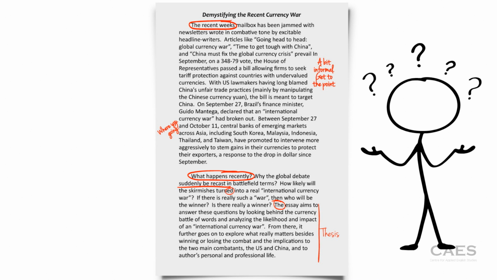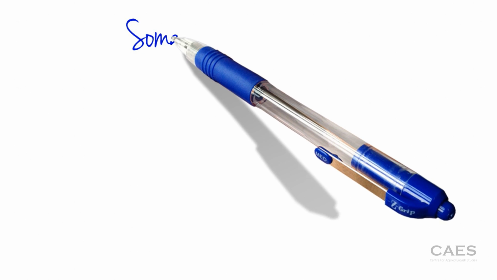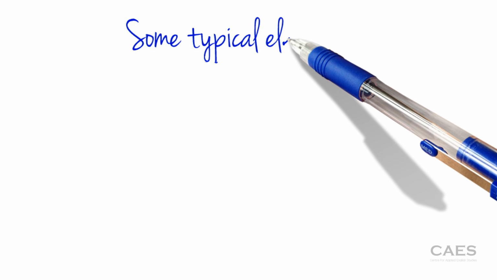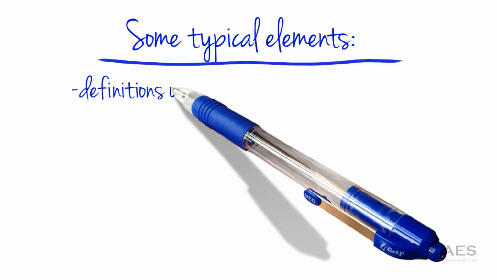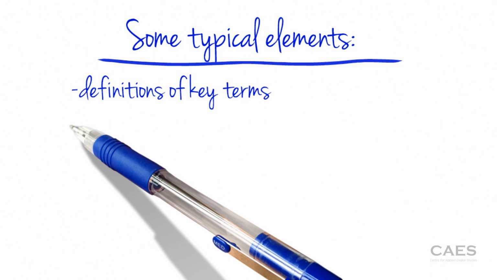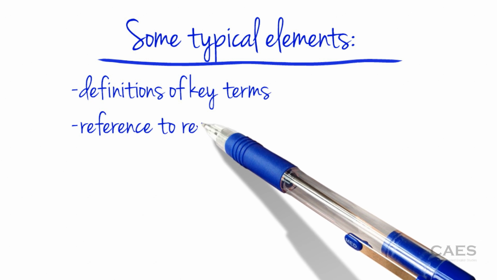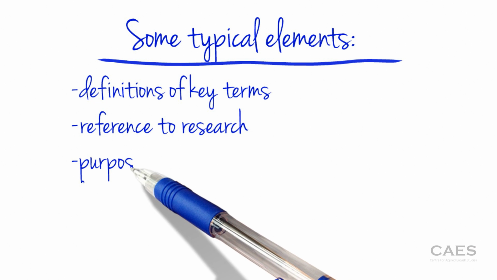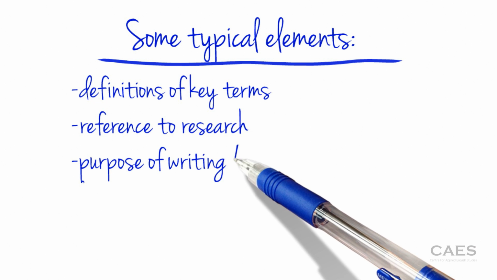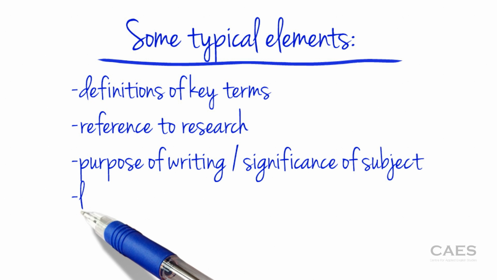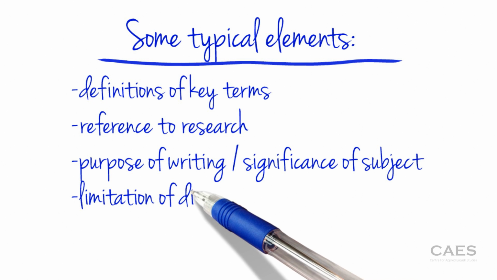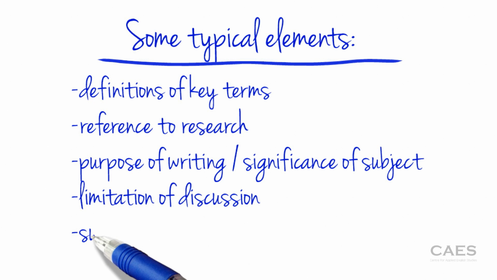There's no such thing as a standard introduction, and much depends on the genre of writing. However, for a relatively short academic paper written for coursework, some or all of the following might be typical. Definitions of key terms that are unclear in the title. Reference to other writers or research discussing the topic. The purpose or objective of writing and the significance of the subject. Limitations of the discussion. And a summary of main points that you intend to cover.